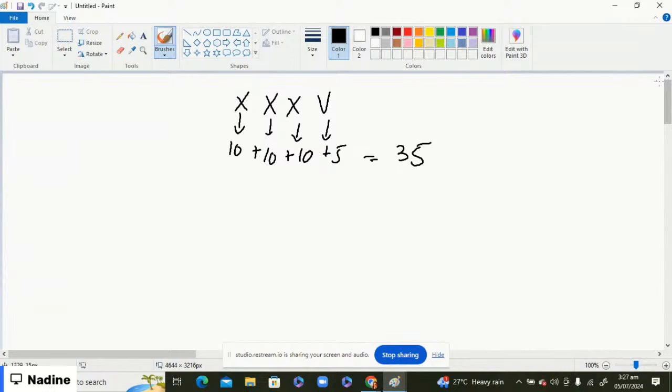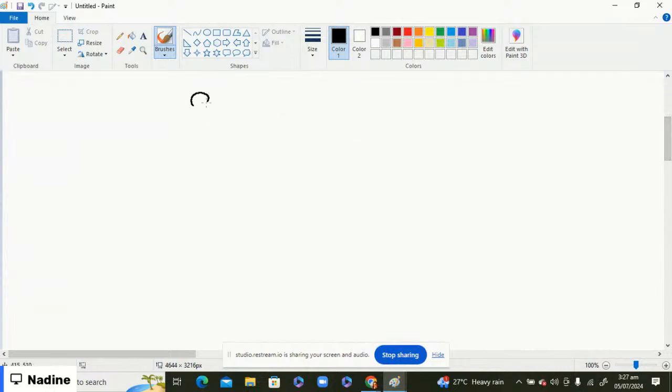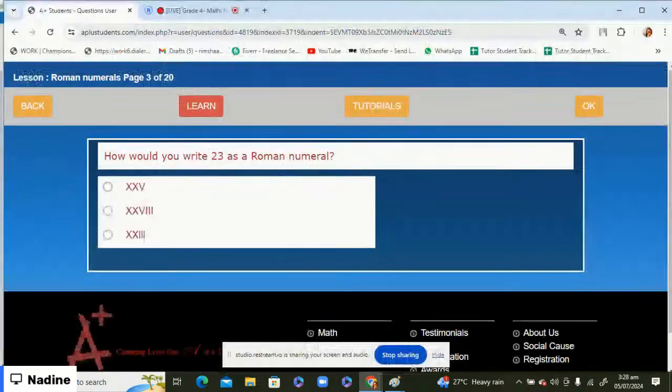Okay, let's do 23. For 23, it represents 20 plus 3. And what is 20? Double X. And what is 3? Three lines. So let's check. 20 and 3 lines. Yes, option 3. Good.